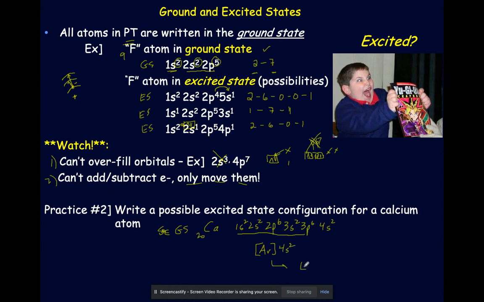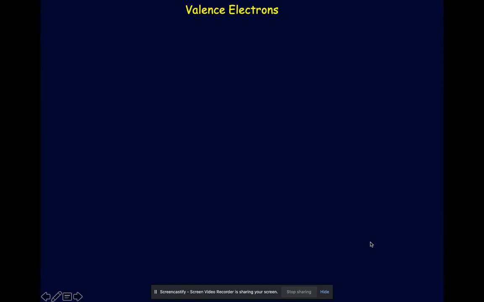And now for my excited state, this is up to me, right? It's up to you if you want to do this. I would say 4s1, and maybe I want to go to 5s1. Again, it's up to you how you want to do that. And ask in class if we can do another example, but I'm going to leave it with one example here. All right.